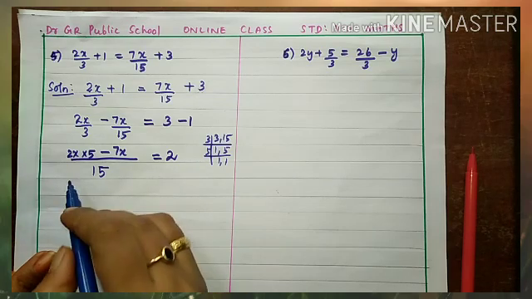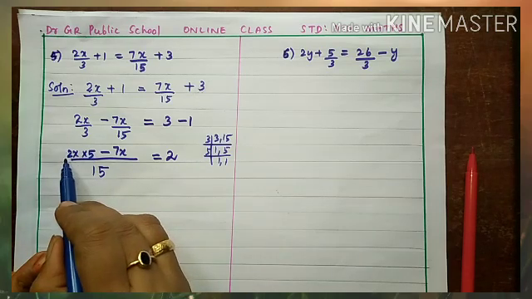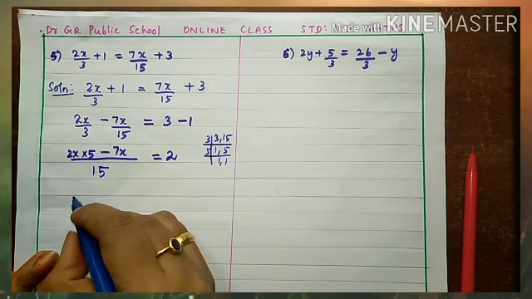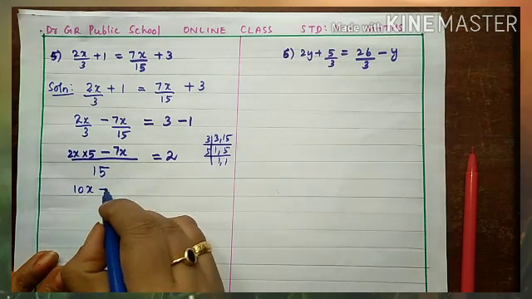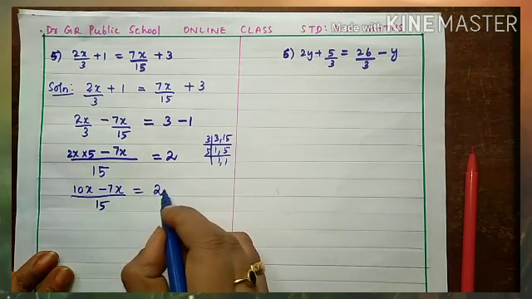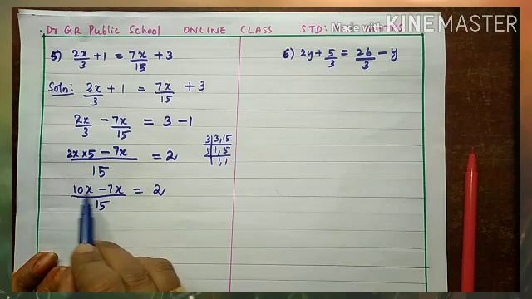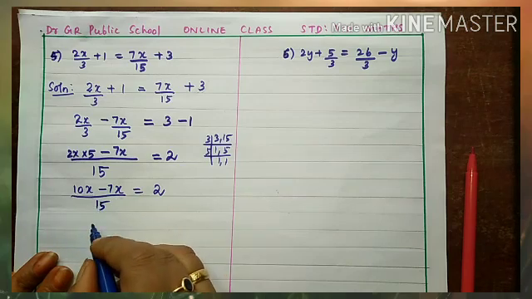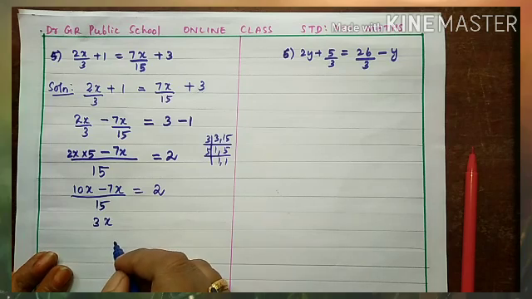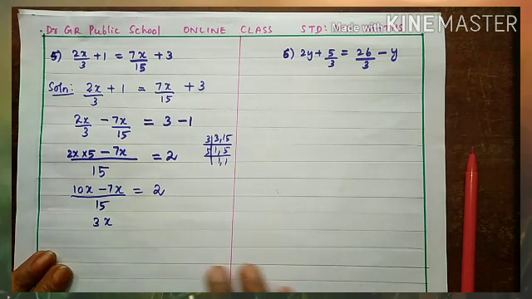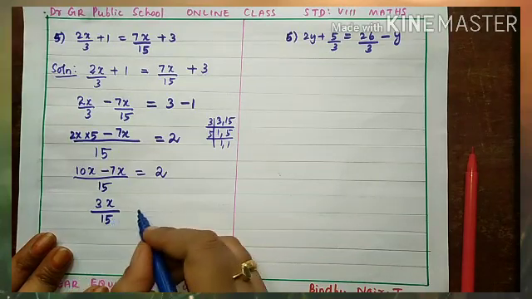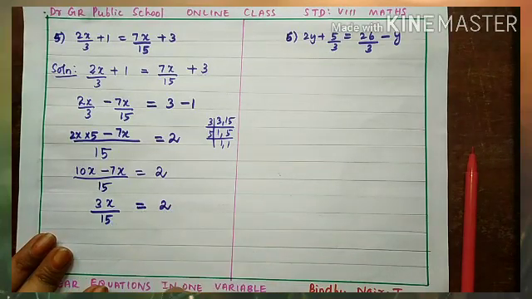Yes. Now you see we want to multiply this term. What is 2x into 5? 2 into 5 is 10. So we are getting 10x minus 7x by 15 equal to 2. Next step, what is 10x minus 7x? Yes, it is 3x. 10 minus 7 is 3. So 10x minus 7x is 3x by 15 equal to 2.